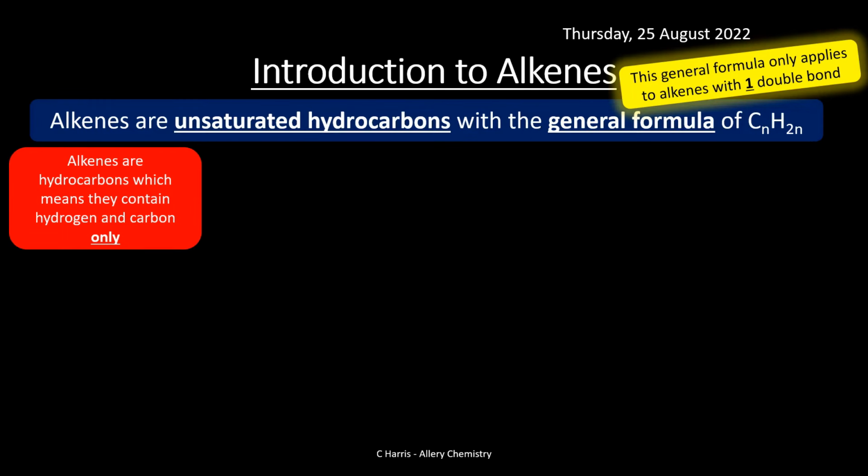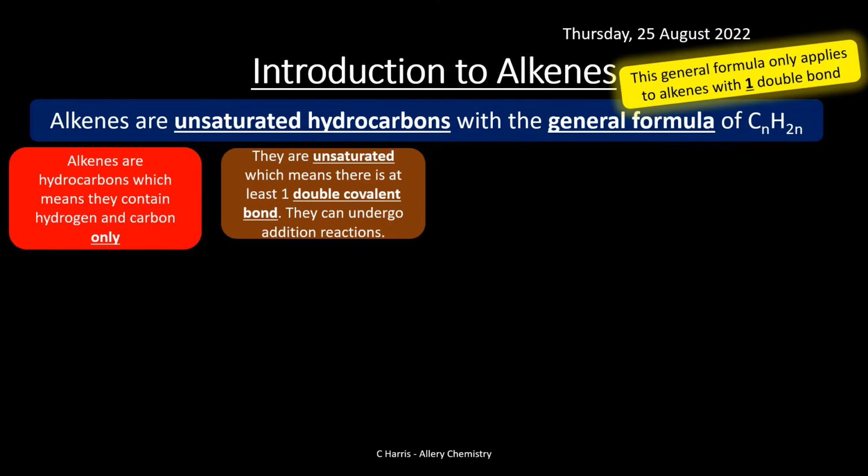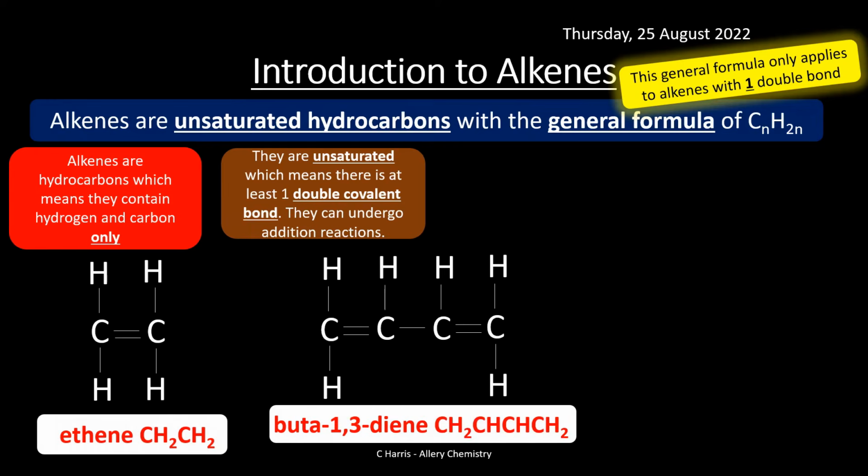Okay, so alkenes are hydrocarbons, which means they contain carbon and hydrogen only, just like an alkane. They're unsaturated. It means they must have at least one double bond. Some alkenes can have more than one double bond. And the types of reactions they undergo are generally addition reactions, because you can add extra molecules to that double bond. And we'll look at some of those reactions later. So let's have a look at the first one.